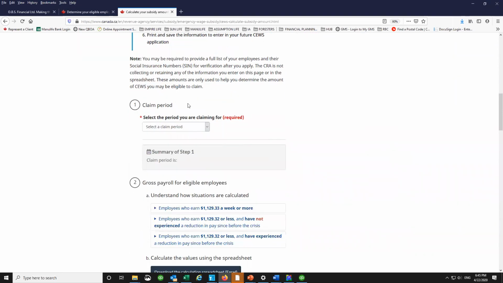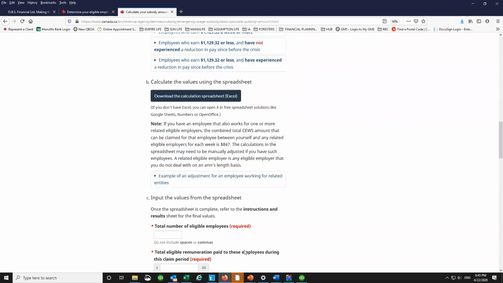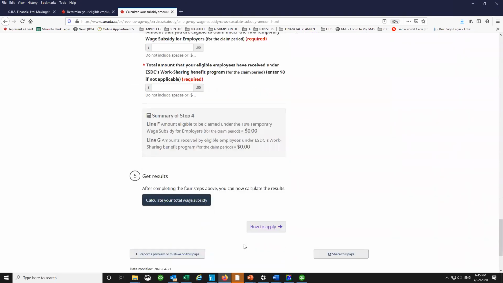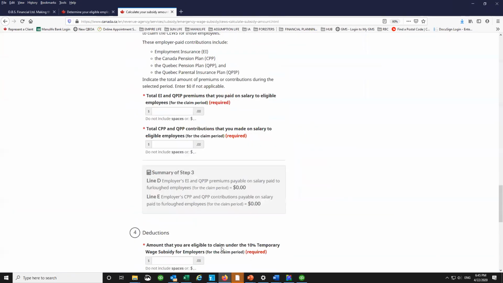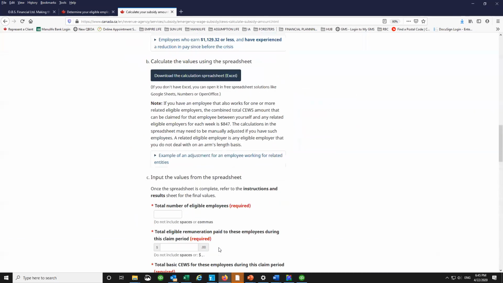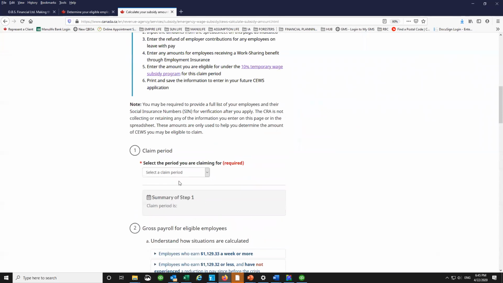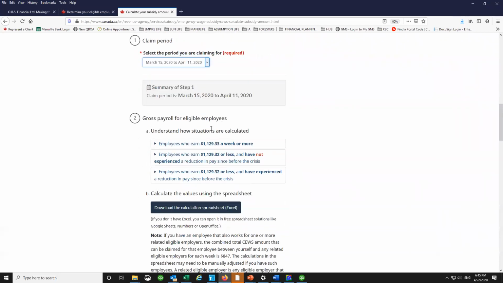But more importantly, once you get down to the claim period, there are 5 sections. And from what I can tell, this is going to be the application process come Monday. So I believe that this is just going to be mimicking what's happening. They're going to want to know what your claim period is. You're going to need to be able to use the calculator to understand who is eligible and for how much.